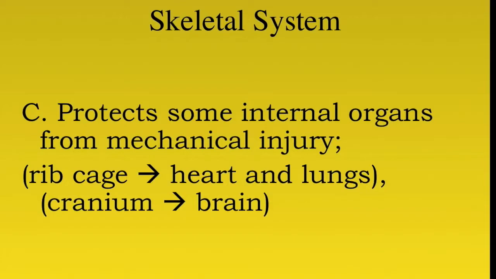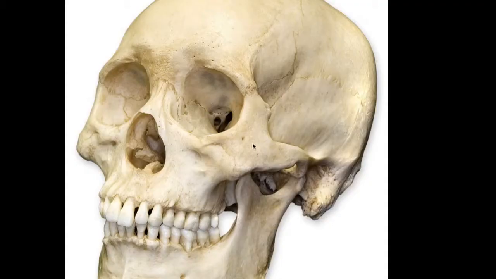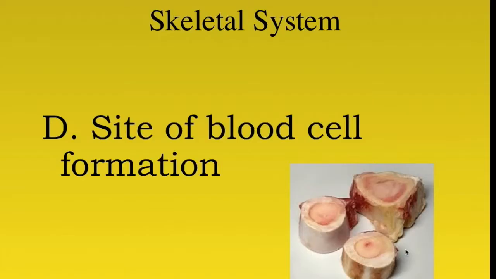Protection, we know this one also. Clearly, the rib cage protects our lungs and other vital organs up in our chest area. And of course, our brain is protected by our skeleton.